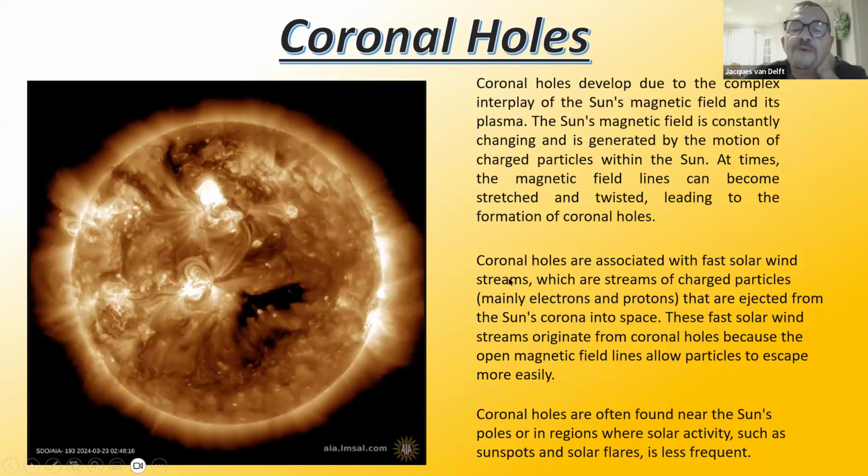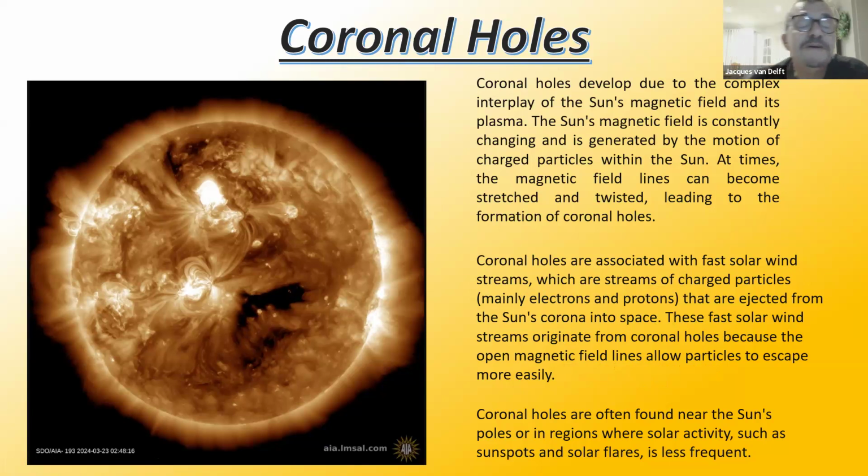So coronal holes are associated with fast solar wind streams. Out of those coronal holes, the energy streams very easily into the universe, and it can also cause coronal mass ejections and reacts with our atmosphere. The stream of charged particles is ejected from the sun's corona into space. These fast solar wind streams originate from coronal holes because the open magnetic field lines allow particles to escape more easily. Now, the coronal holes are often found near the sun's poles or in regions where solar activity such as sunspots and solar flares are less frequent.